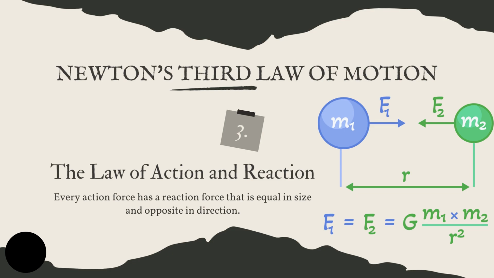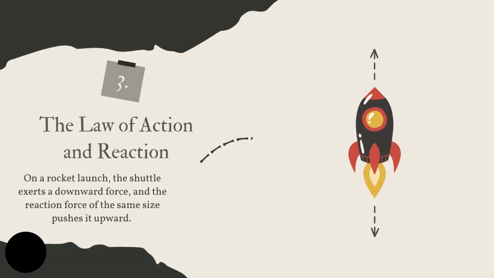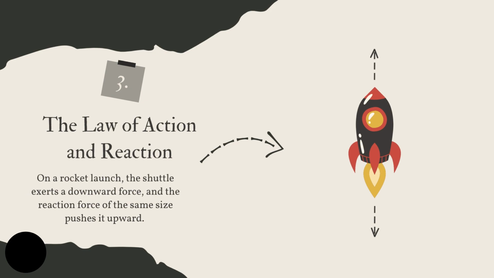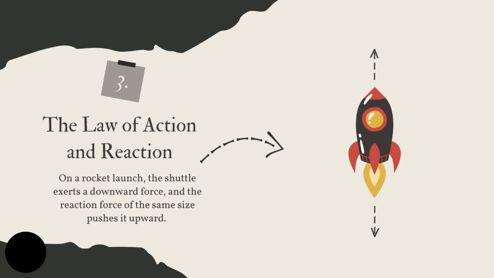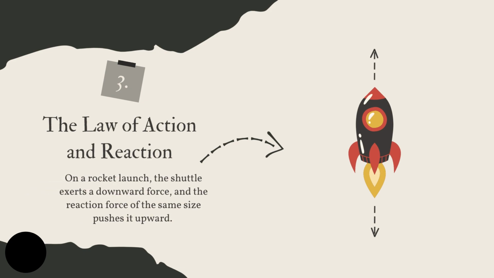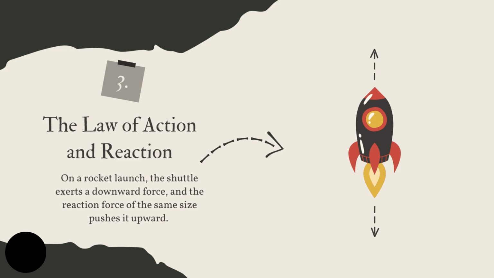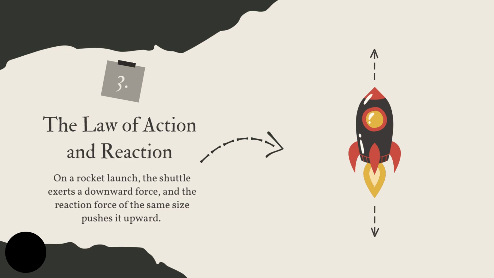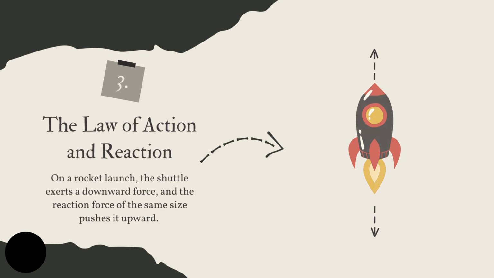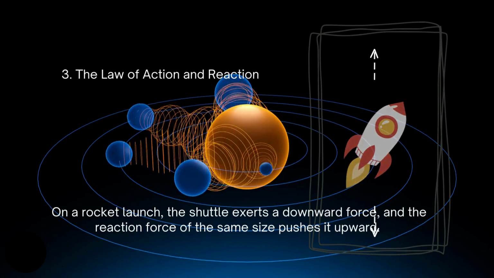Newton's third law of motion, that is, every action force has a reaction force that is equal in size and opposite in direction. So, on a rocket launch, the shuttle exerts a downward force, and the reaction force of the same size pushes it upward.